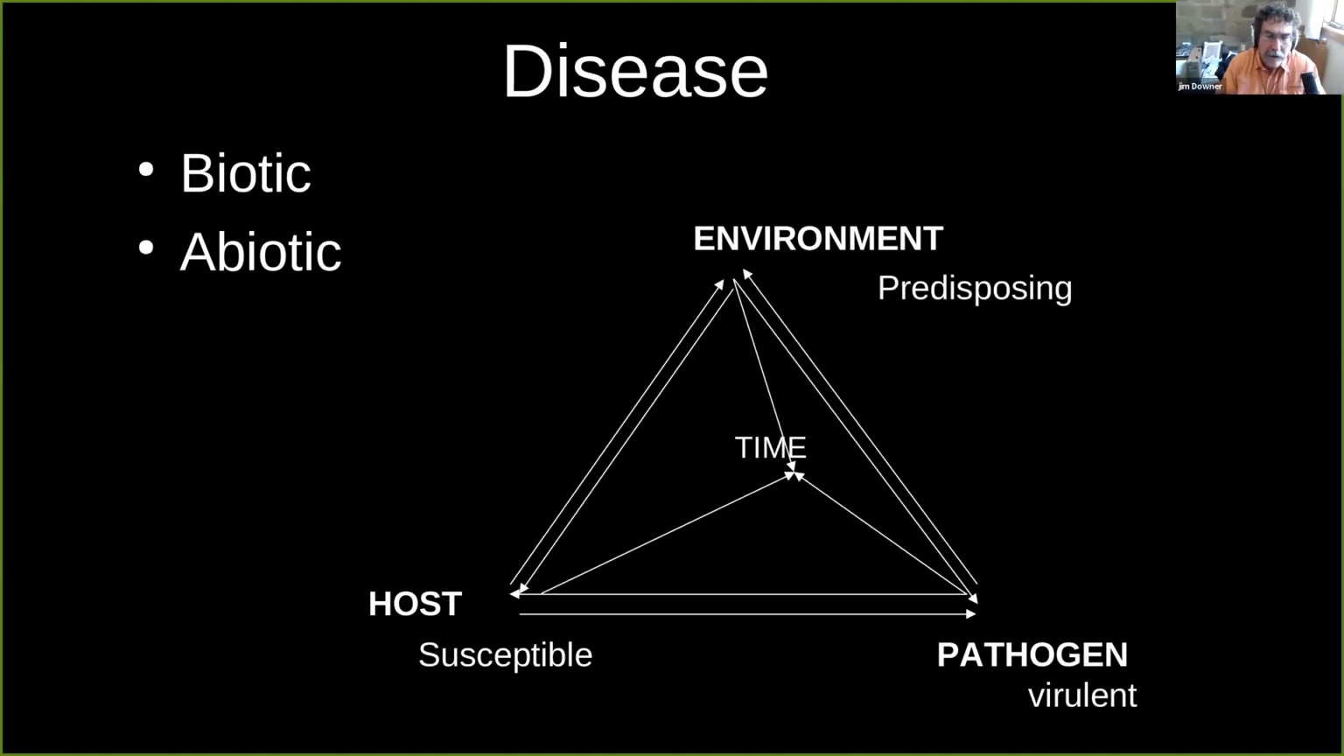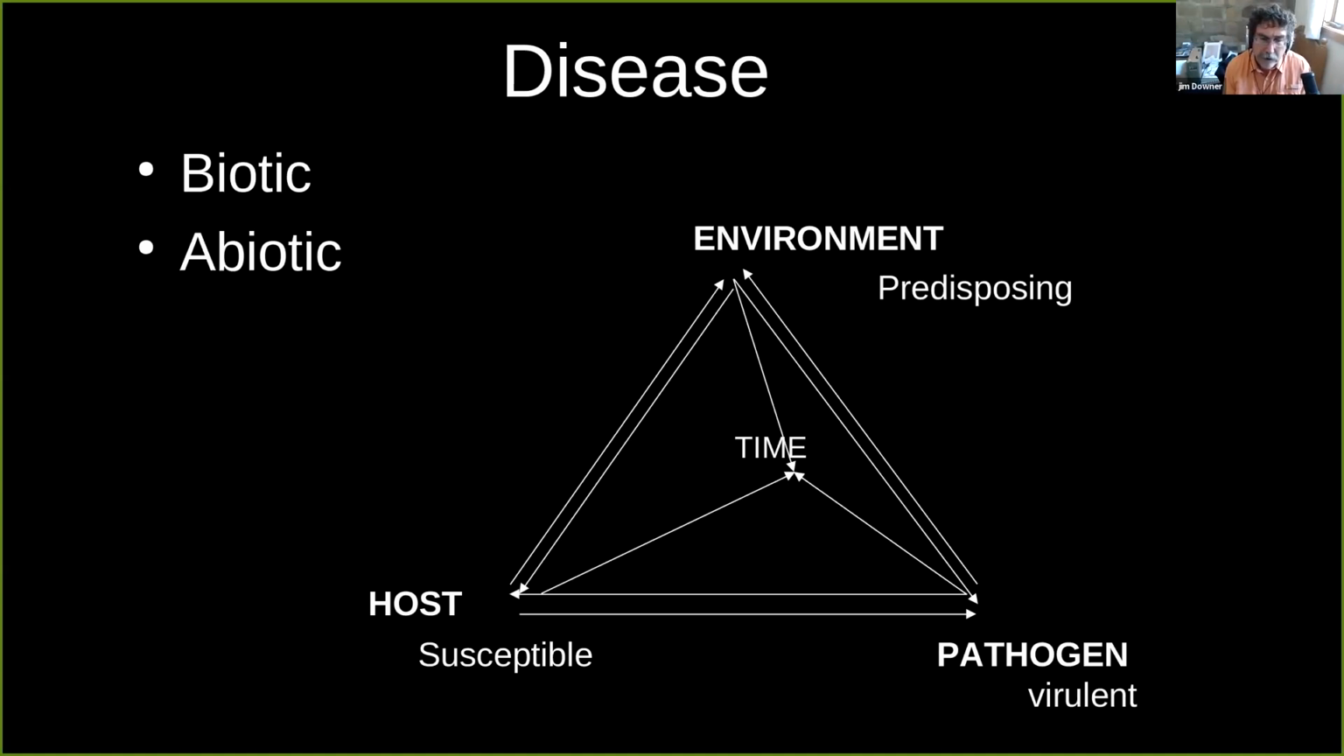So all these factors, especially the main ones, host, environment, and pathogen, interact back and forth with each other. So the environment can be predisposing to the pathogen's development, and it can also be detrimental to the host. On the other hand, the environment might be harmful to the pathogen and helpful to the host.